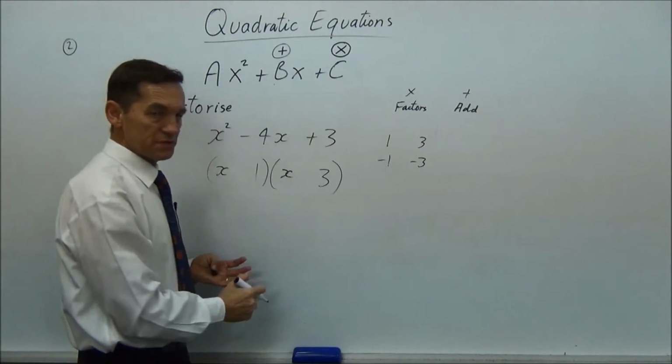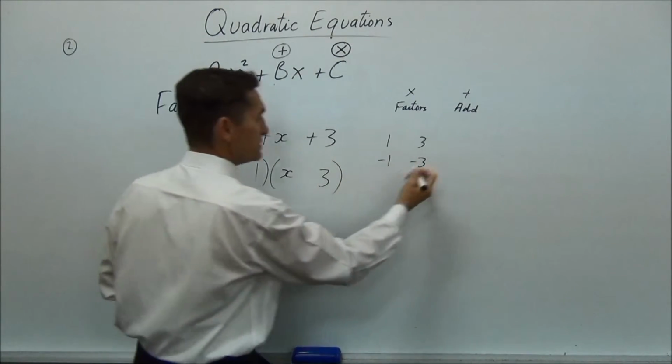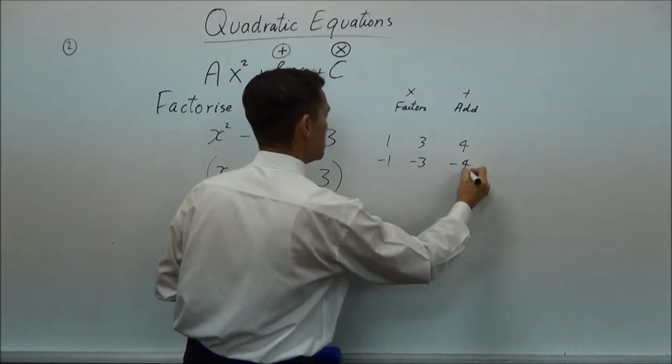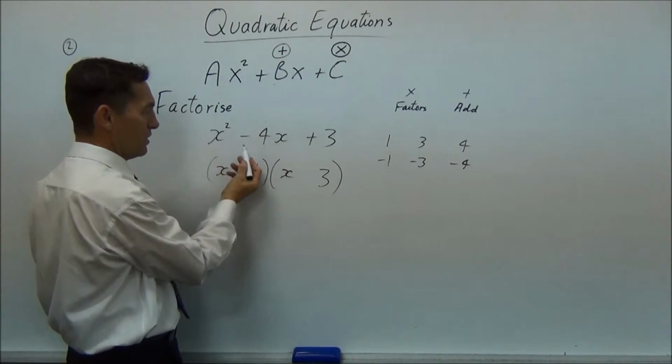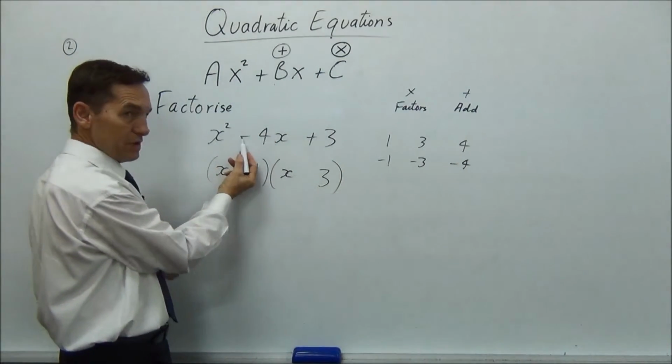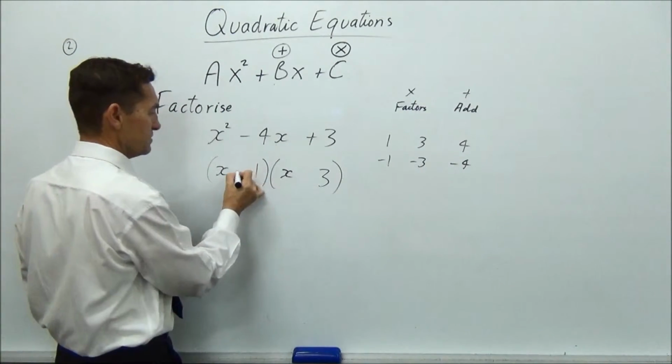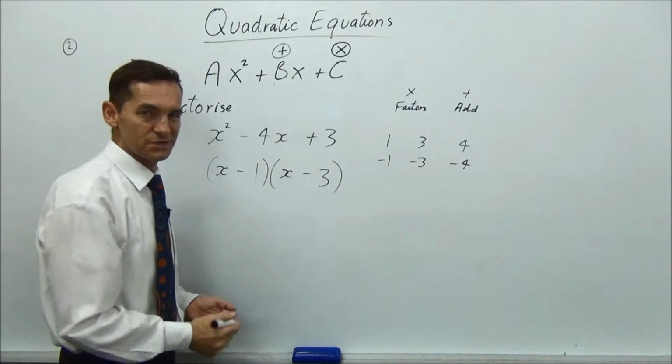Again, if you're used to doing it this way, it's quite easy. 1 plus 3 is 4, minus 1 minus 3 is minus 4. We're looking for minus 4. Again, careful to include that sign there. Minus 4, well, there's our answer. So minus, minus, and you're done.